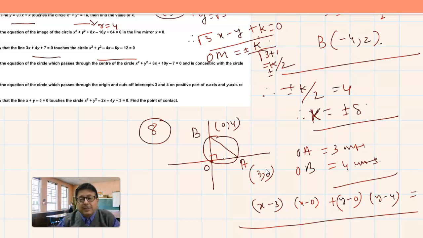Some other method obviously there, that you take this center will lie here, draw a perpendicular, easily you can get the center and radius. From there you can do. Using Pythagoras theorem you can get the radius. Center can be found here only. So you can solve problems of this kind.